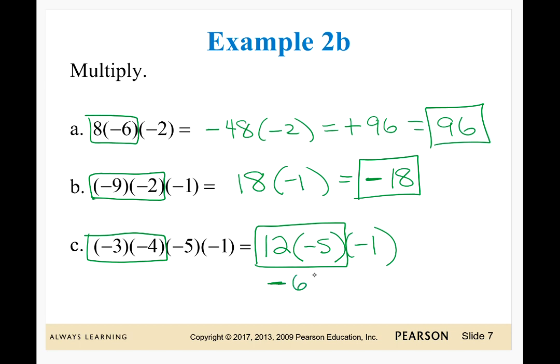12 times 5 is 60. And then same signs that I'm multiplying. A negative times a negative is a positive, and 60 times 1 is 60. So my answer is 60. All right, so please utilize that order of operations from back in section 4. It is going to save you a lot of time when you get to these more complicated problems.